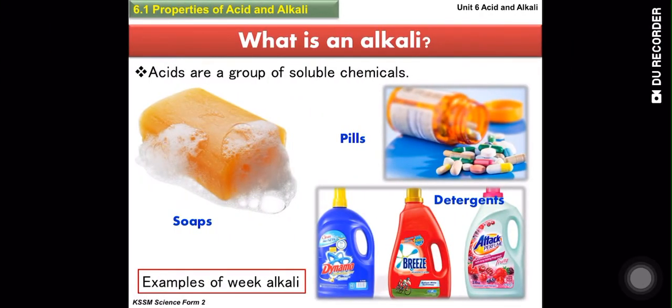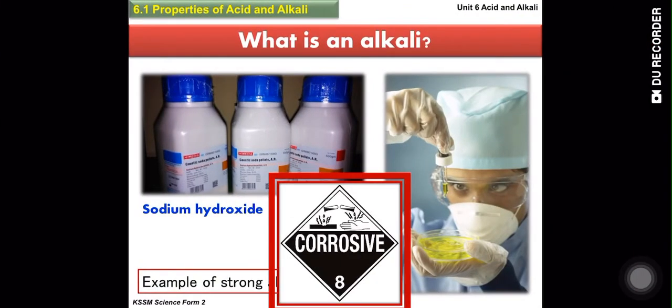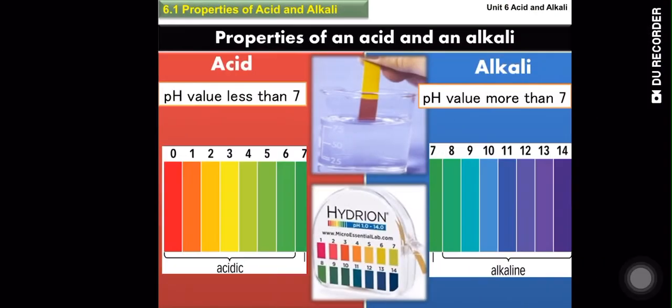And alkalis, basically the weaker ones will be bitter, but we have a lot of usage and examples of alkalis. Examples of common alkalis are soaps, pills, detergents, and we also have very strong alkalis like sodium hydroxide, magnesium hydroxide. They are very corrosive, and these are examples of alkalis.